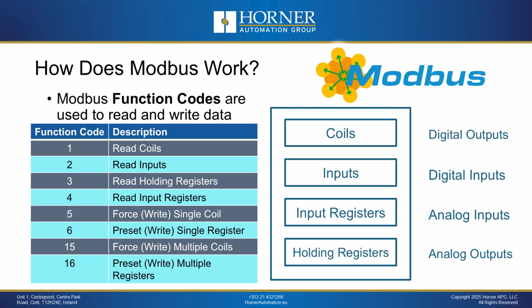There are function codes to read coils, to read inputs, to read holding registers, and to read input registers. You also have different function codes for writing a single coil, for writing a single register, for writing multiple coils, and writing multiple registers. So these are the most common Modbus function codes needed to communicate with the variable frequency drive.